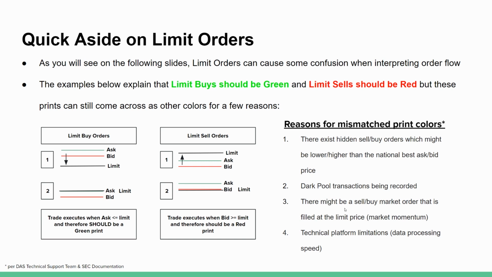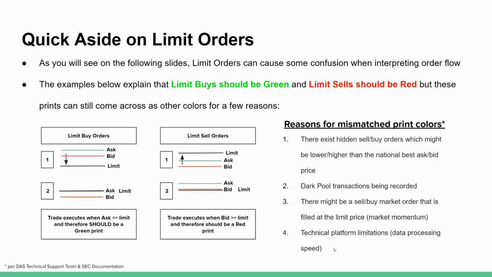Third, there technically could be situations, if the market's moving extremely quickly, where the ask and the bid actually get either equal or they actually cross each other. And so those super fast momentum situations could cause these prints to be the wrong color, essentially.